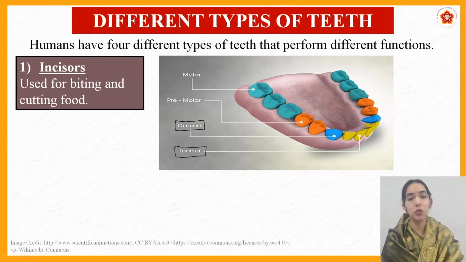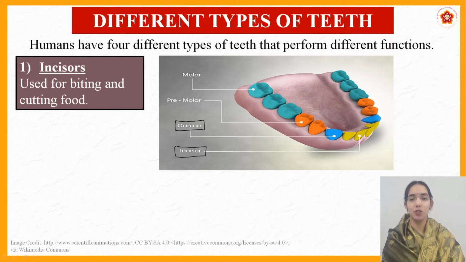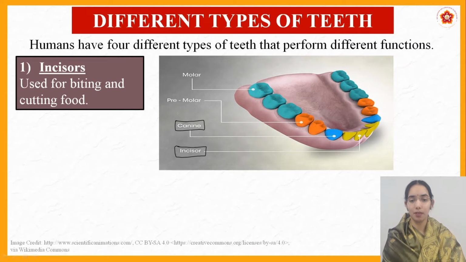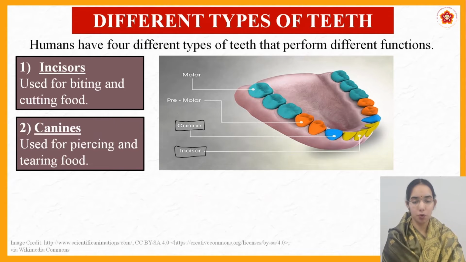Okay, now imagine you have a sugar cane stick with you, and you want to enjoy eating that juicy sugar cane stick. Now sugar cane has tough fibers in it, so you will have to tear off those tough fibers in order to chew the juicy sugar cane later. So with which teeth will you tear those fibers of sugar cane? Yes, we'll use canines. So canines are used for piercing and tearing food.